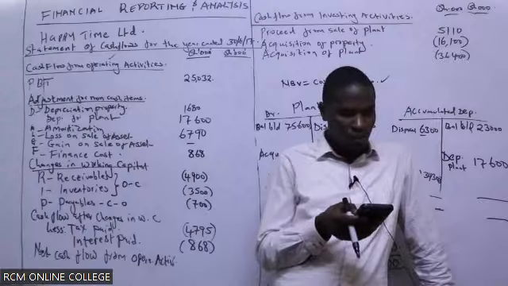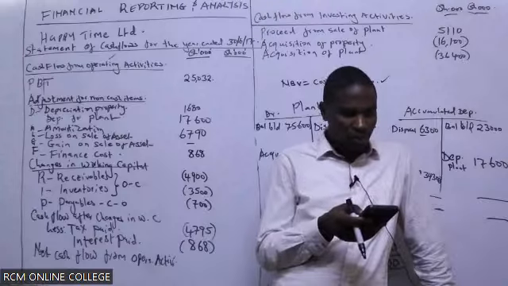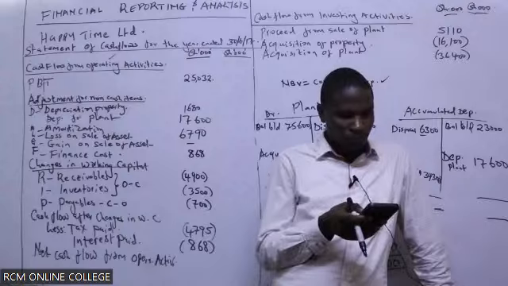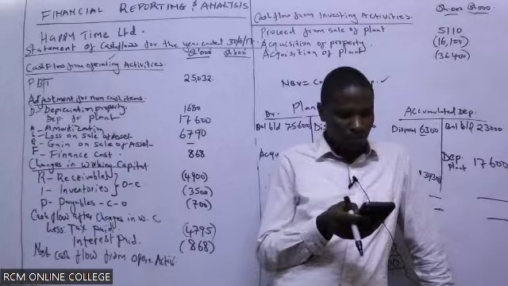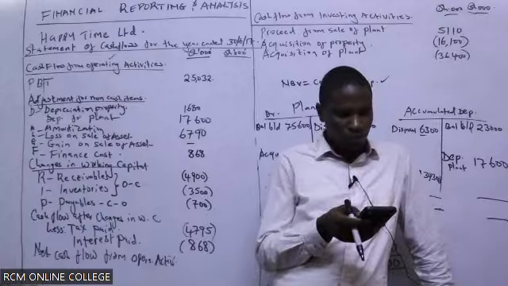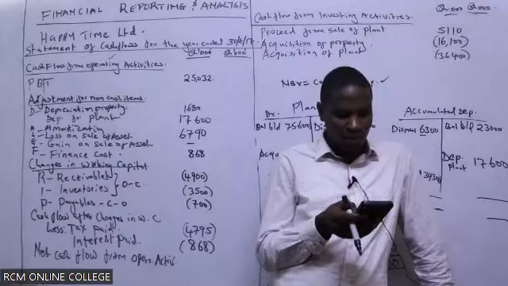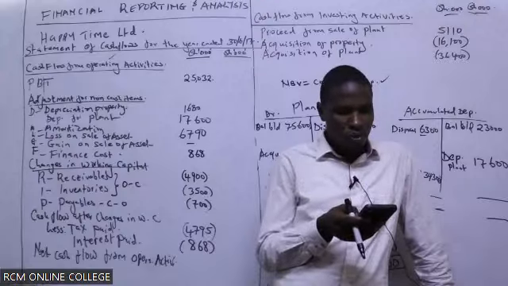Aha, 37,207. People are getting 37,207. Everyone is getting 37,207. All right.